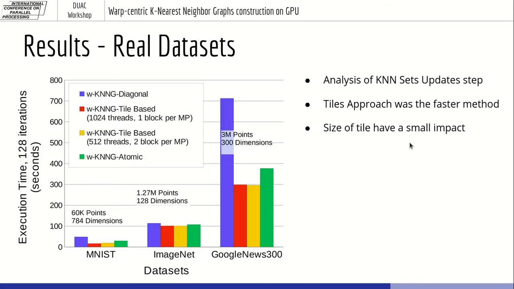In the first analysis, we compared the 3 kernel implementations for each design approach. It's clear that the diagonal approach had the slowest execution and the tiles approach was the fastest method. And we also have executed the tiles approach considering different sizes of tiles. As you can see in the image, it had a small impact.